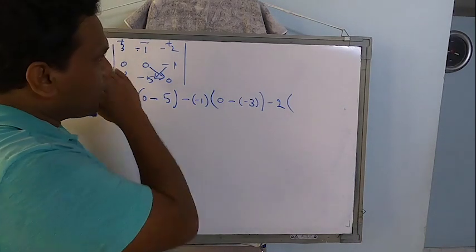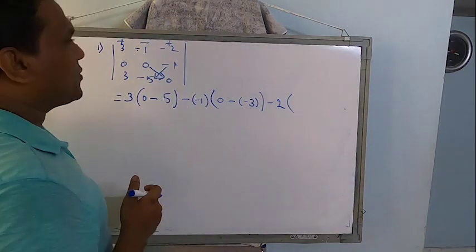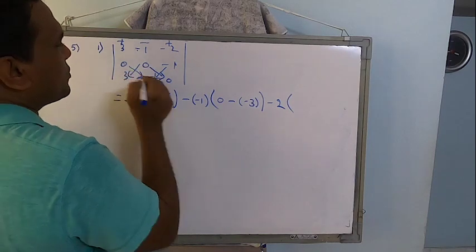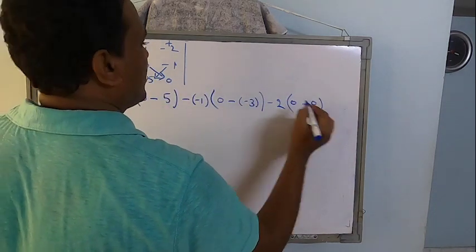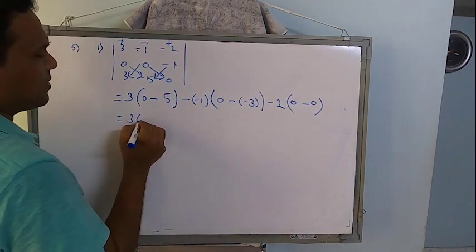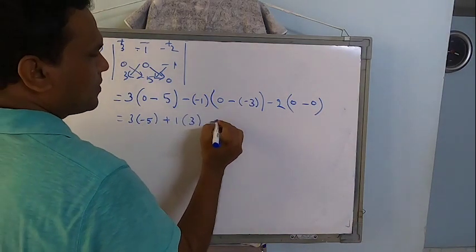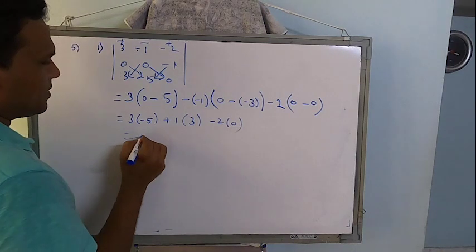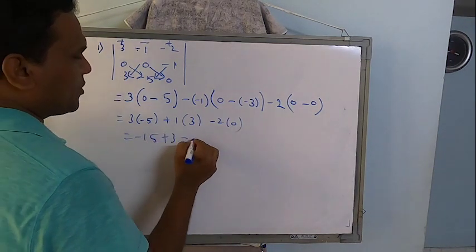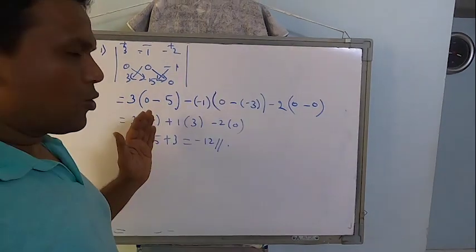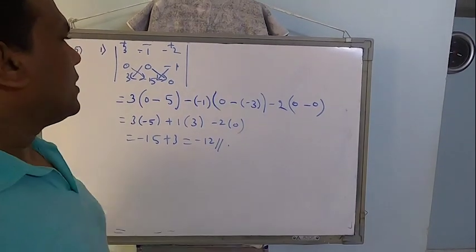Block the first column and the third column and the first row and expand these two now. So it's going to be 0 minus 0. So let us keep simplifying. So the answer is minus 15 plus 3, or it's going to be minus. I hope that's fine, students. So no problem at all.